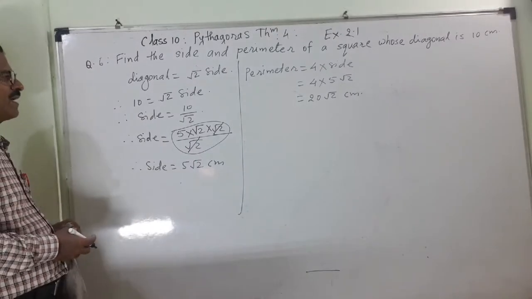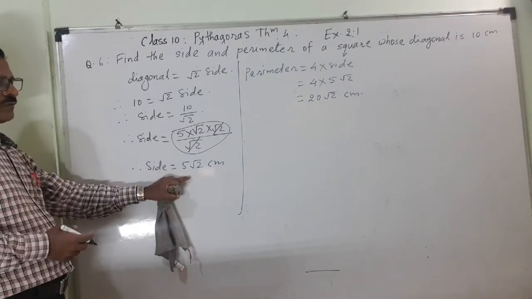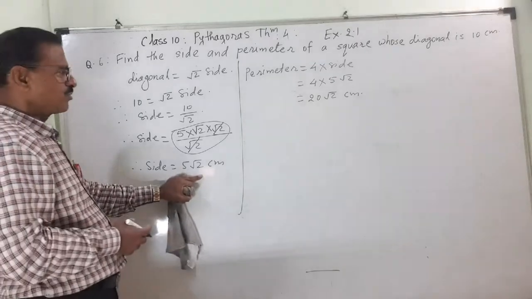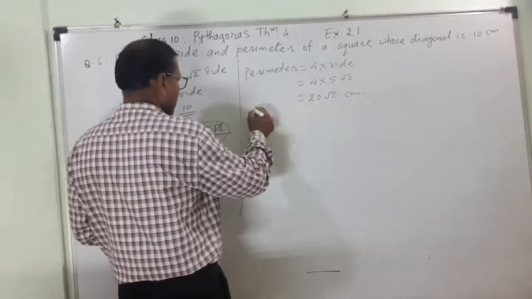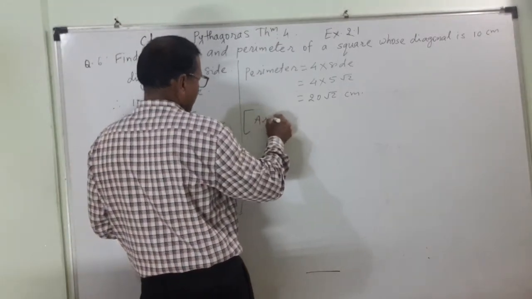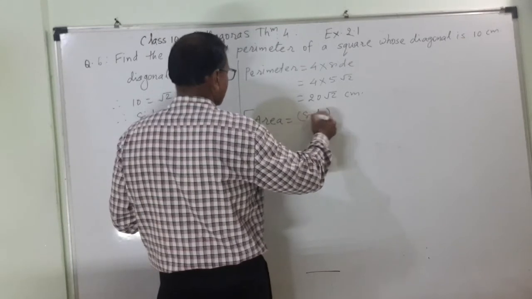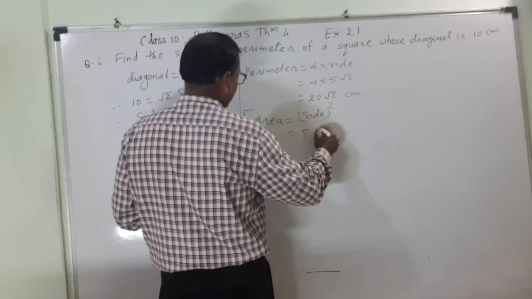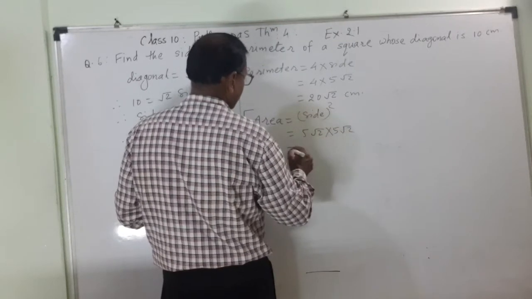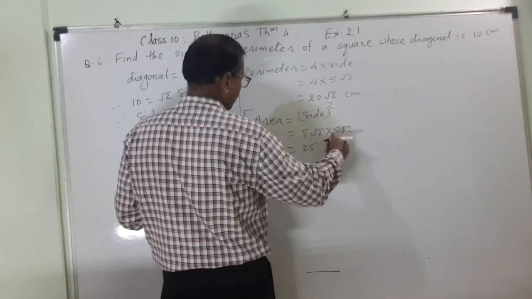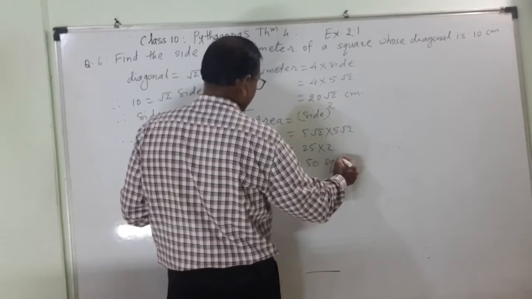Now if they want the area, area is equal to side square. 5 root 2 into 5 root 2. So 25 into 2 is 50. So don't forget this. Suppose they need area, area equal to side square. That is equal to 5 root 2 into 5 root 2. That is equal to 5 fives are 25 and root 2 into root 2 is 2, and that is equal to 50 sq cm, if they ask.